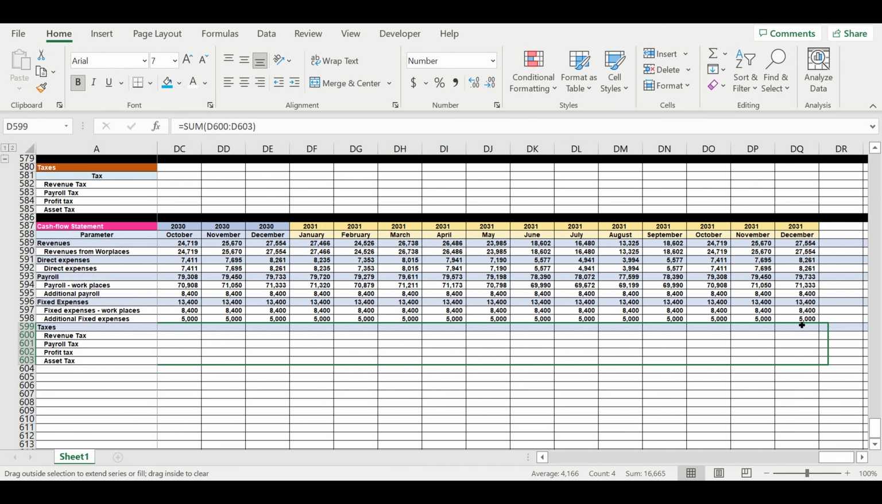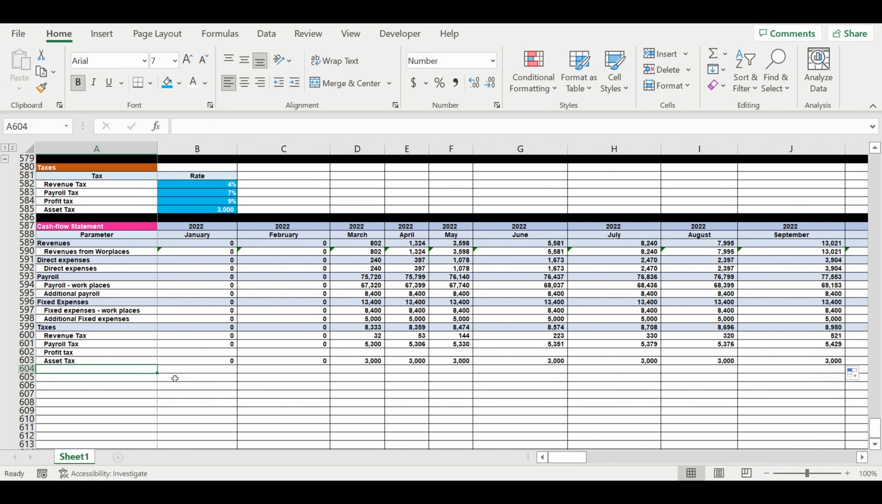And now we are moving to the first important line. It is the result of operating activity. This is the first block of cash flow. So this will be revenues minus direct expenses minus payroll minus fixed expenses minus taxes.